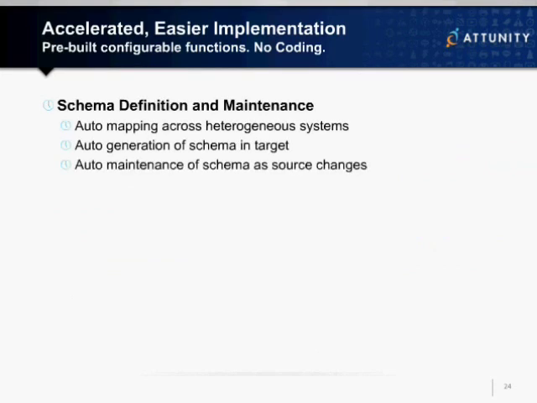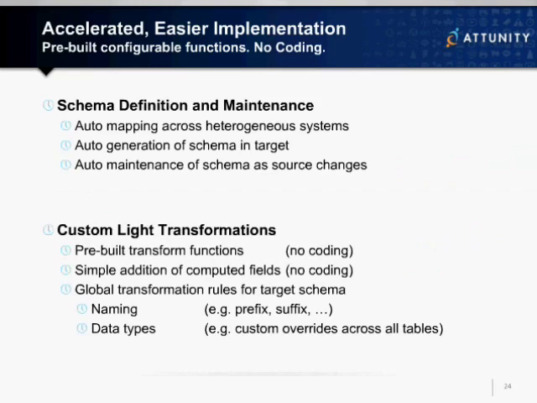First of all, it's about easier implementation. With Attunity, you have a pre-built configurable environment with functions that do not require you to do any coding as you would with more traditional ETL technologies that have been around for a long time. Attunity is a more modern environment that takes the whole process of schema definition and maintenance and completely automates the mapping across heterogeneous systems, for example, from an Oracle or SQL Server into a Pivotal environment, automatically generating the target, automatically maintaining that schema, enabling you to add on top of that, if you want, all kinds of light transformations or global transformations, all without using any line of code.